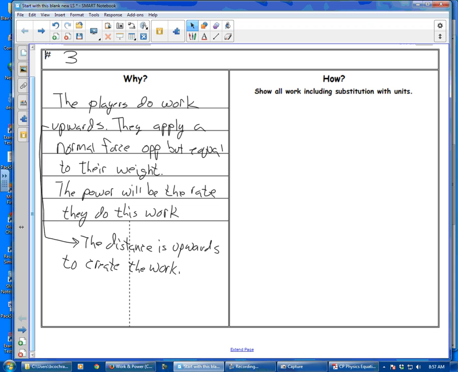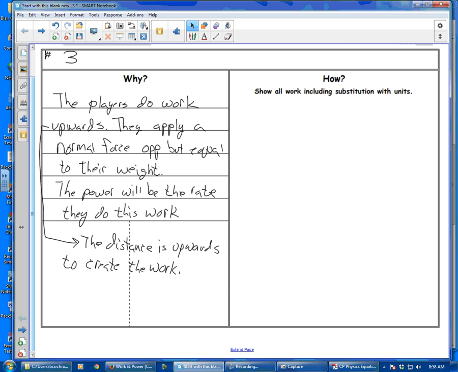From that statement, I'm showing that I understand that for work to be created or work to be done, I have to have that force and the magnitude of that displacement, or what we've been calling distance, in the same direction, in the same dimension. All right. So that's what I would have put for the y. I'm showing I understand that they're doing work, that it's upwards, and it's work against their weight, and that the power is the rate that they're going to do this work. So those are kind of the important things to show. That I realize the only force doing work is the one that's opposing their weight, causing them to move upwards.